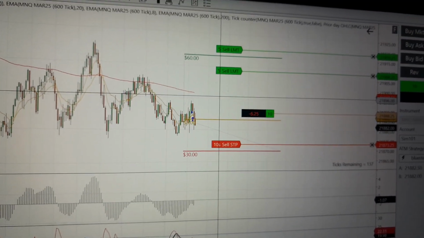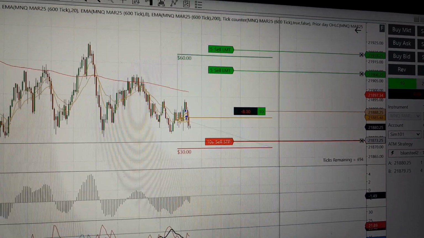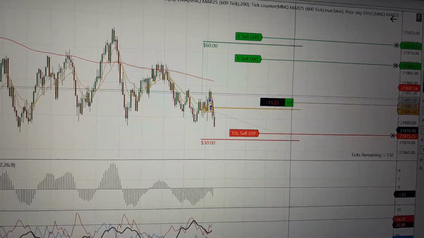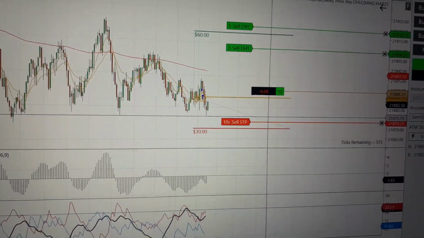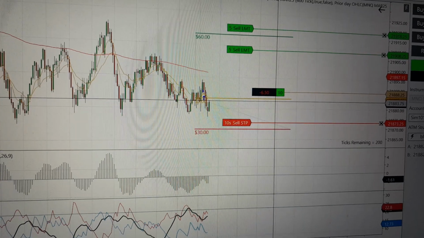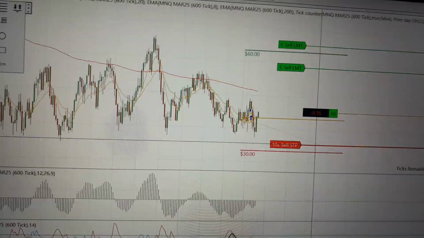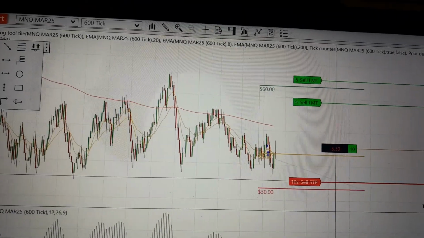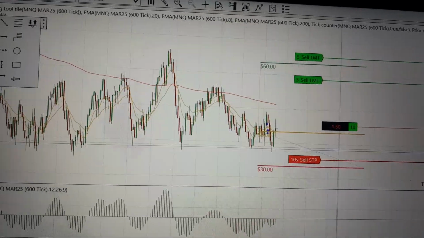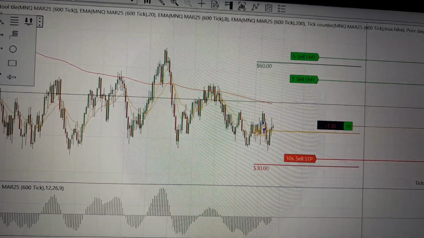Alright guys, so I took this long here. It's about to open, or it's actually just open right now. I took a long there because it was cutting through my trend line on 1 minute.